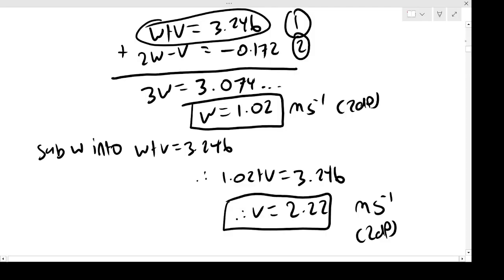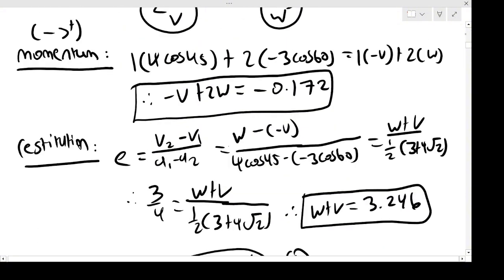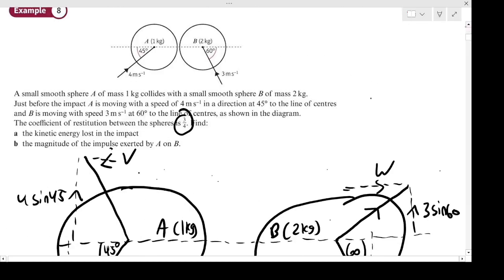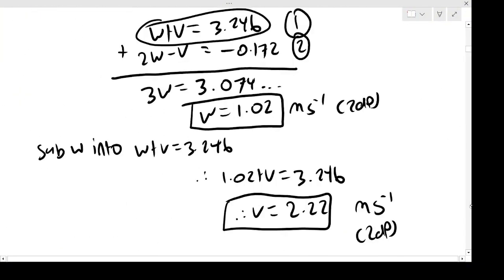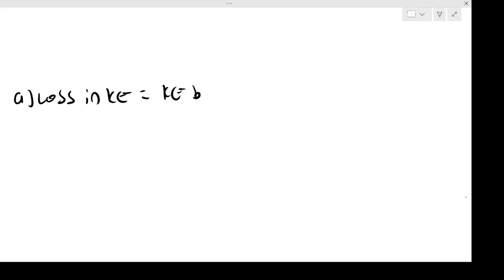So this portion is just again standard 1D collisions, right? From AS. But there we are. So hopefully that makes sense. So what's it want me to find? It wants me to find the kinetic energy lost. Now, I'm immediately thinking of the formula, right? So the loss in kinetic energy is always, with collisions, going to be the kinetic energy before, take away the kinetic energy after, right?